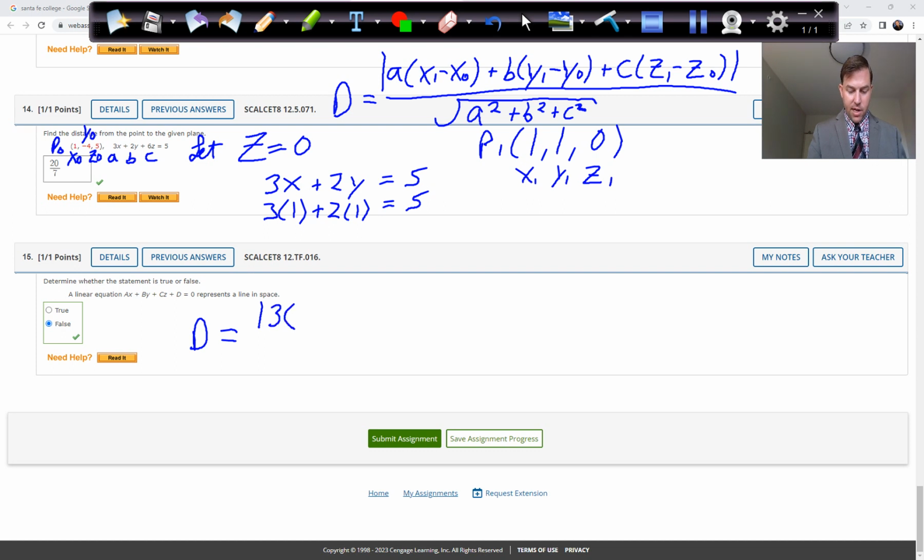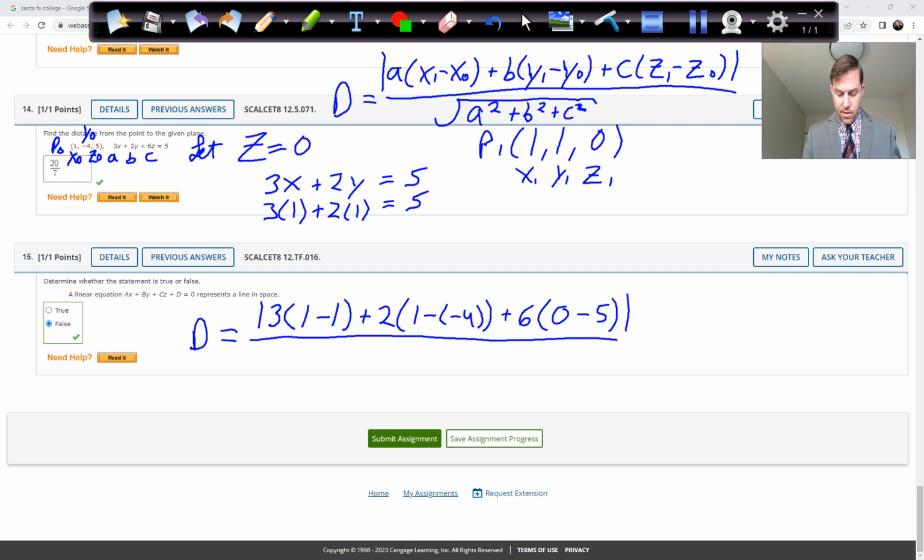Now, putting it all together, the distance is going to be the absolute value of a, which was 3, times x1, which is 1, minus x0, which is also 1, plus b is 2, times y1, which is 1, minus y0, which is negative 4, plus c, which is 6, times z1, which is 0, minus z0, which is 5, absolute value of that, divided by the square root of 3 squared plus 2 squared plus 6 squared, a, b, and c all squared.